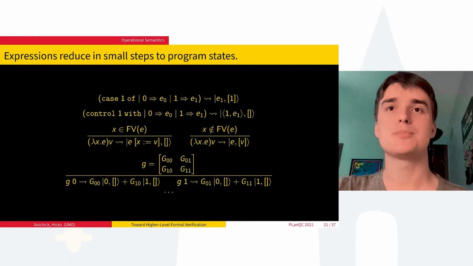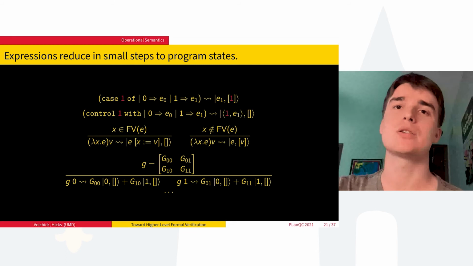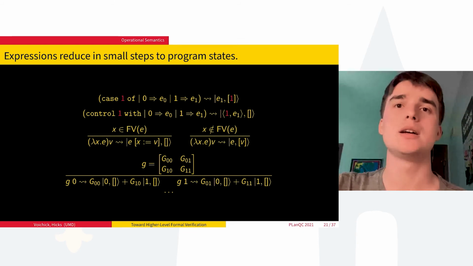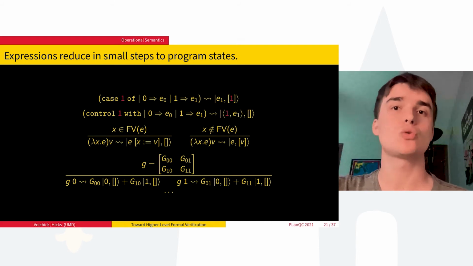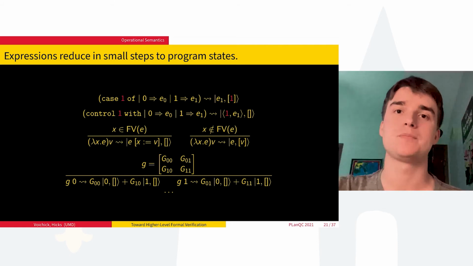Now we can talk about how program states are actually reduced using our small step operational semantics. Here we're using this squiggle arrow to represent how expressions are reduced to program states. In these first two examples, we're comparing the case statement and the control statement. So in the case statement, you can see that this 1 here is discarded and is added to the discard list. In the control statement, however, this 1 is not discarded. Instead, it's included in the output as part of a pair.